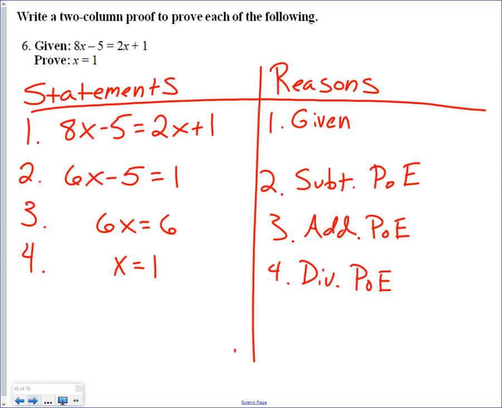We are done because our statement is exactly what we were trying to prove, right? So that's how you know you're done in a proof: if the last statement you make is the same as the statement you were trying to prove, then you're done.